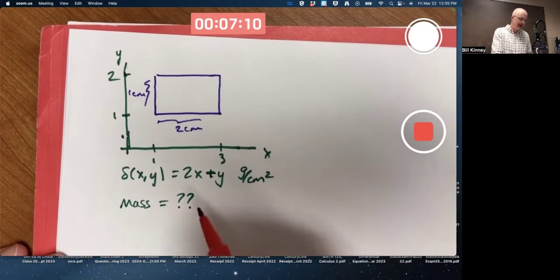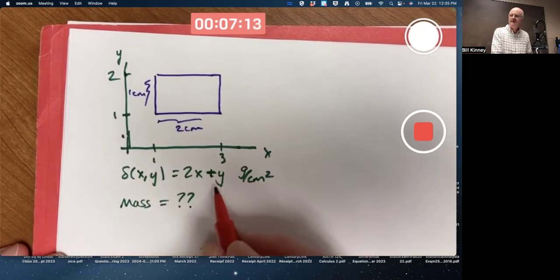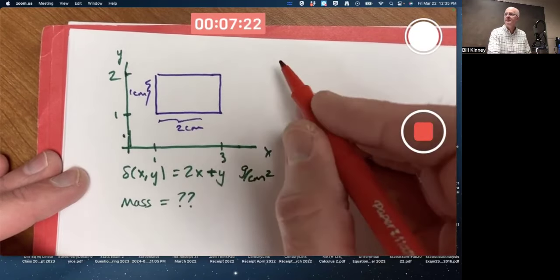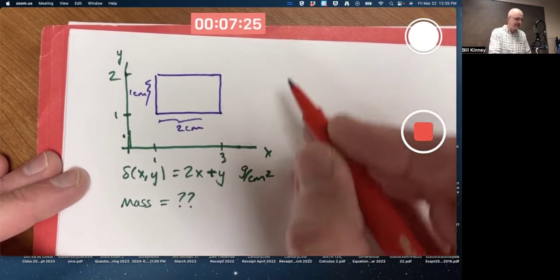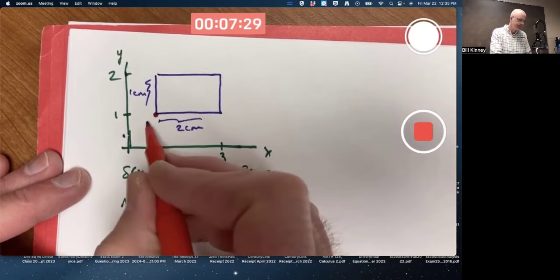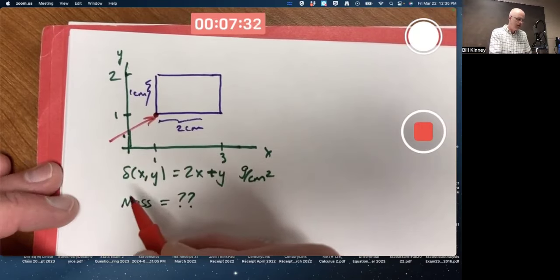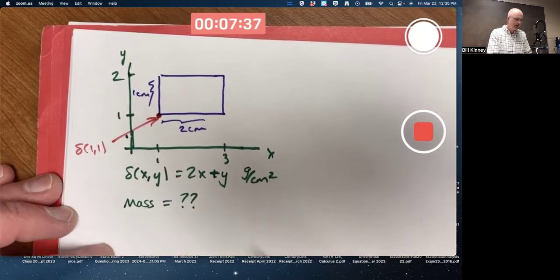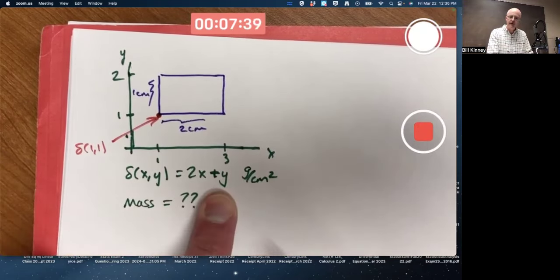This density function increases in value, look at its formula, as both x and y increase. In other words, in this xy plane, as I move upward and to the right, it's going to increase in value. So its smallest value will be at the lower left corner of the sheet of metal, right there. What's its value there? It would be delta of 1, 1. To figure out what that is with this multivariable formula, you just replace x with 1 and y with 1. It's pretty simple. 2 times 1 plus 1 is 3.